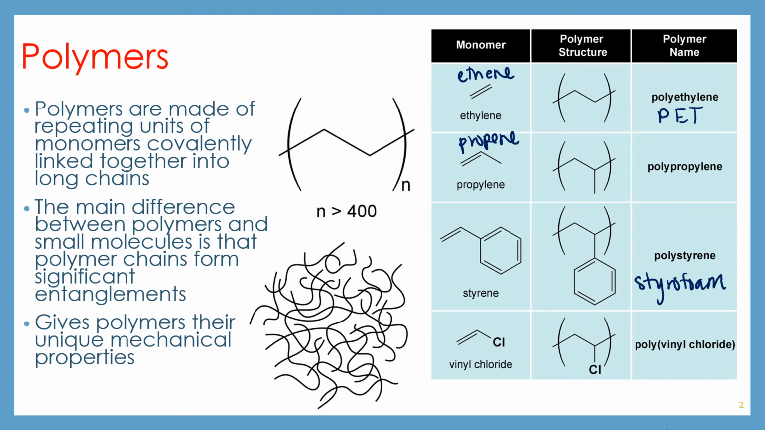And then another example is polyvinyl chloride, which is just a repeating unit of the commonly called vinyl chloride, which you can also call one chloroethene.